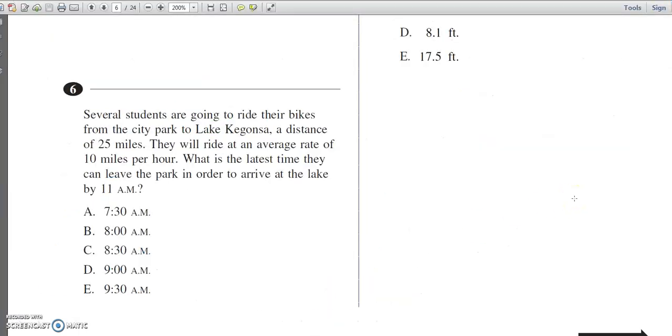Okay. It says several students are going to ride their bikes from the city park to Lake Kigonsa, a distance of 25 miles. They'll ride at an average rate of 10 miles an hour. What is the latest time they can leave the park in order to arrive at the lake by 11 a.m.? Students should be able to look at this automatically and know if you're going 10 miles an hour and traveling 25 miles, it's going to take you 2.5 hours to get there. They should not have to think about this at all. 10 miles an hour and 25 miles gives you 2.5 hours is how long it's going to take.